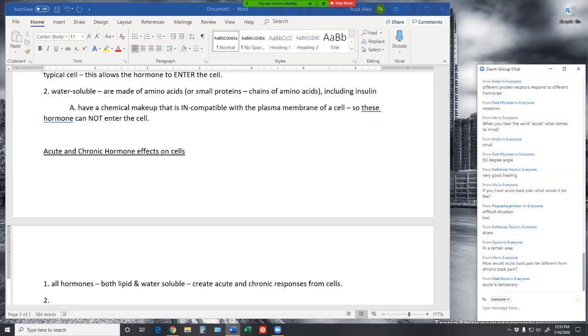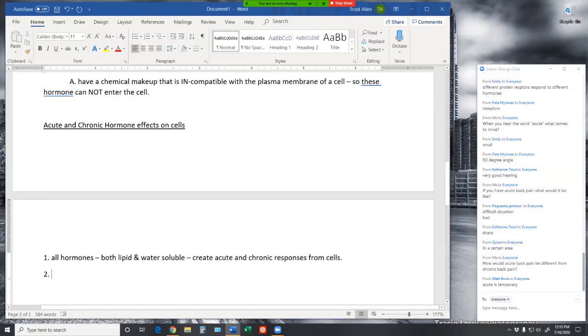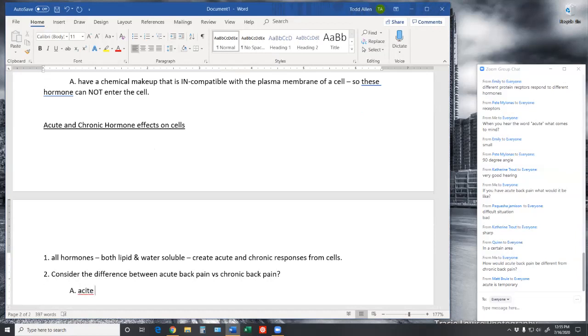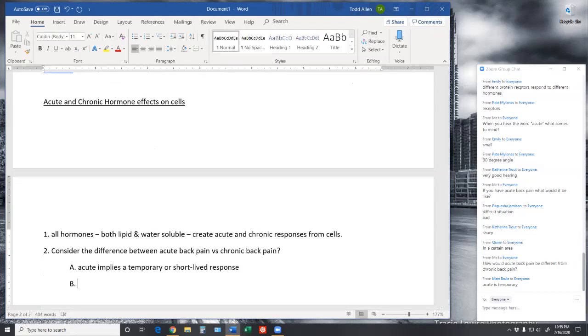So in your notes, consider the difference between acute back pain versus chronic back pain, okay? And what I'm trying to get you to see is acute is temporary. It might be incredibly intense, but it's still temporary. Acute implies a temporary or short-lived response, okay? Whereas chronic implies a long-lived or more permanent response.